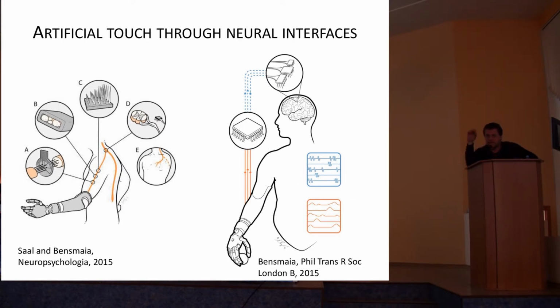And that involves interfacing with the peripheral nerve. So the nerve that innervated the hand is still intact, so we can put our electrodes in the nerve to try to communicate this information.